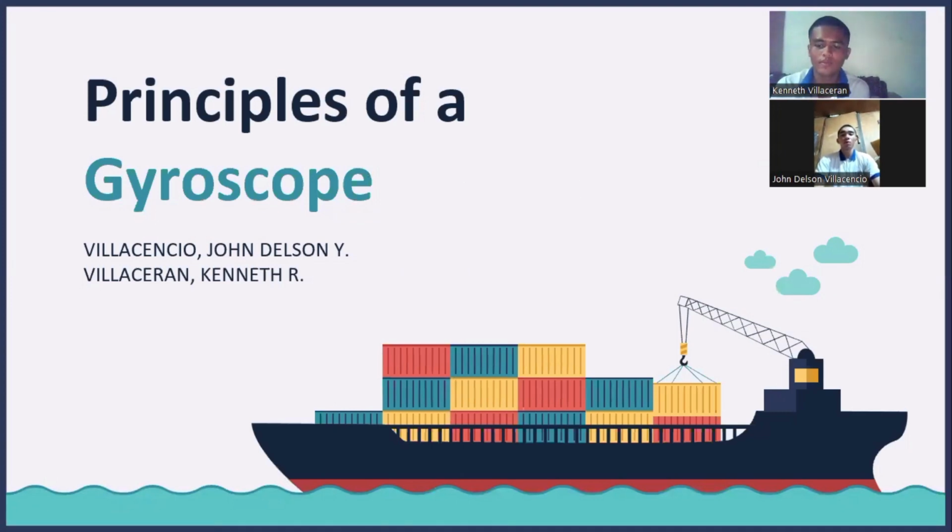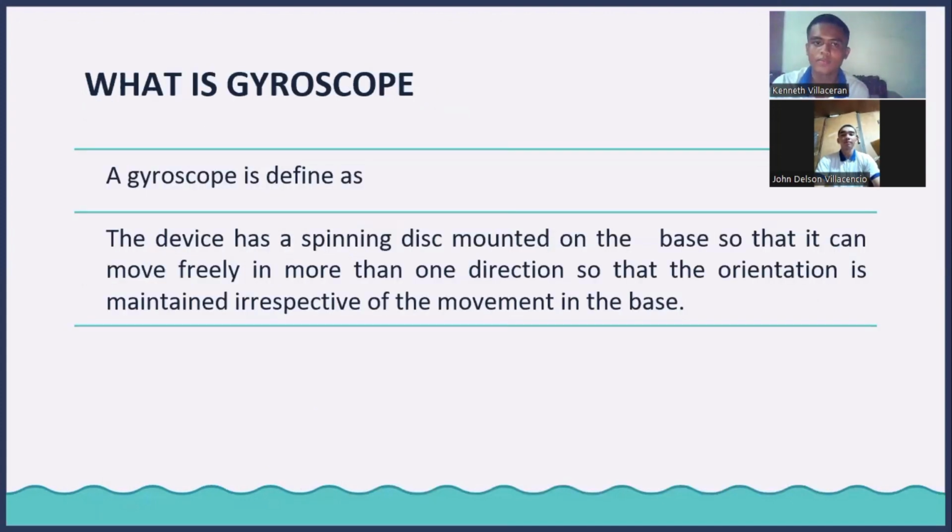Principle of a gyroscope. What is a gyroscope? A gyroscope is defined as a device that has a spinning disc mounted on a base so that it can move freely in more than one direction, so that the orientation is maintained irrespective of the movement in the base.